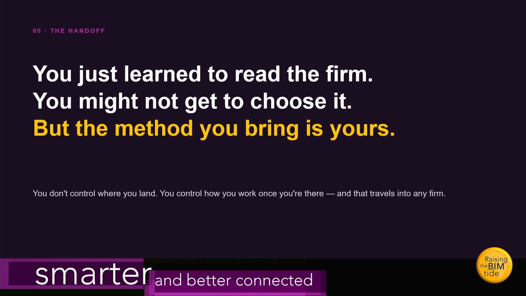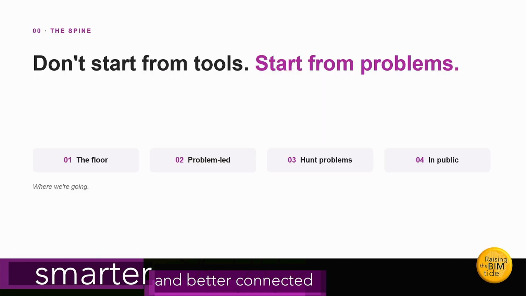Okay, so you kind of learned in the earlier session how to read a firm. You might not get to choose it, so you don't really have options with which company is the first one you're going to go to. But the method you bring into that firm, that's yours. How you apply it to problem solving, how you think about technologies, how you use those conversations we had today inside a company. So the way I want to look at it is, don't start from the tools, start from the problems. The floor, the problem-led, and problems in public are the four areas we're going to talk about.